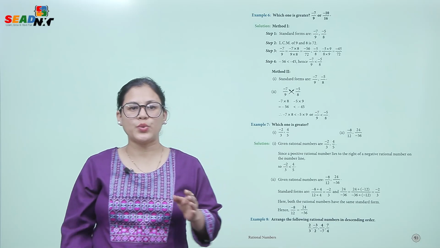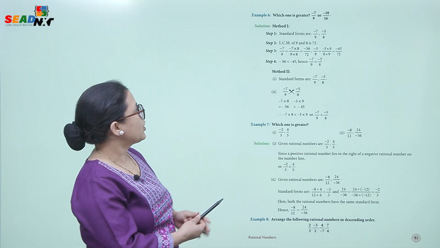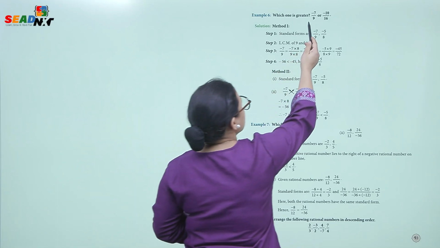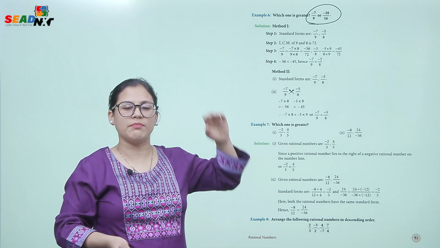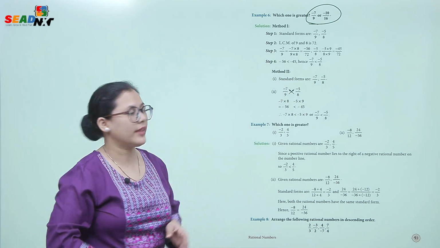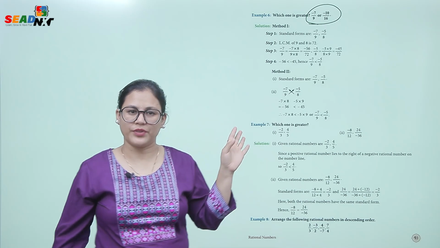So here is an example, which one is greater? So you will compare which one is greater. Okay, you can use both the methods, that is method 1 or method 2. Okay, and then you can compare which one is greater. Okay.